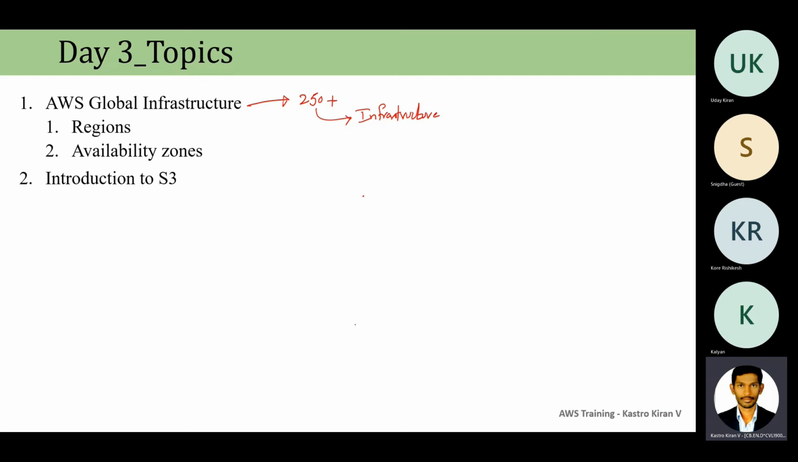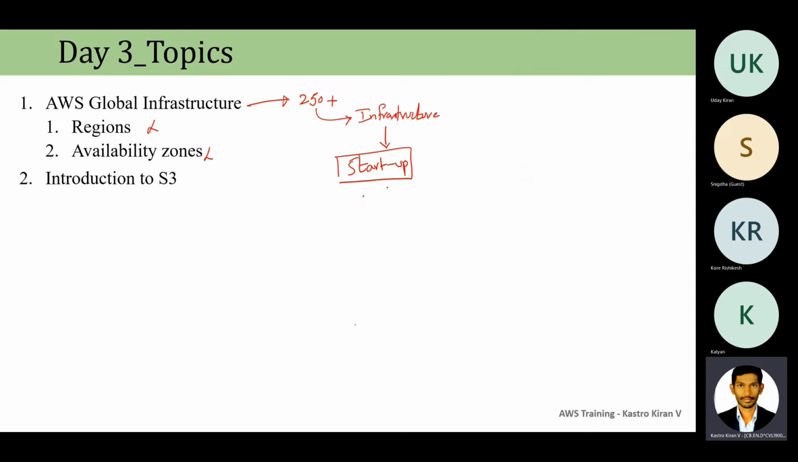Now, what does this infrastructure consist of? Forget about regions and availability zones for now; we'll talk about these two things in some time. But let's understand the infrastructure. To understand this term, let's say that you want to start a startup company. Let's say some company X that you are going to start, which is basically a startup.